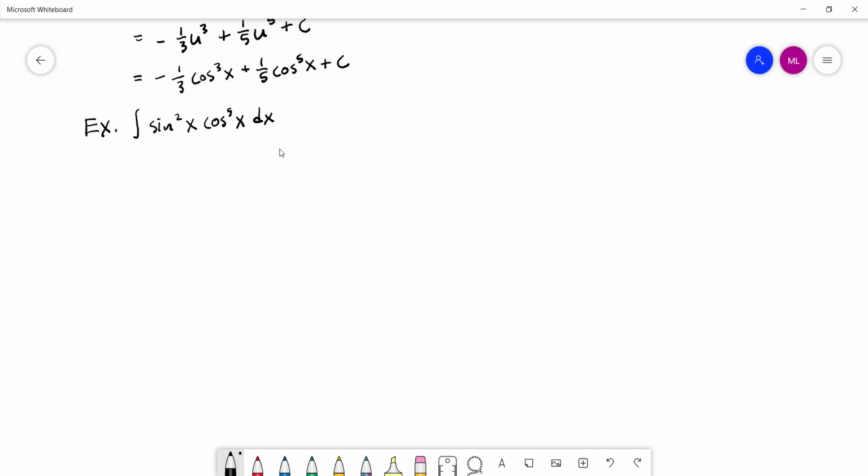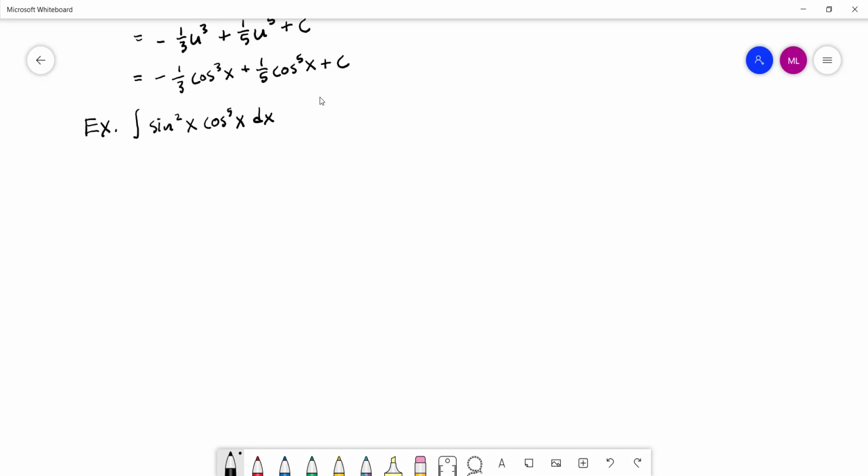Okay. So which one should I pull out? I know that I need to pull out, I see a function, I see its derivative, I see a function, I see its derivative. Which one's going to be the function? Which one's going to be the derivative? If I were to pull out a sine of x, that would mean that whatever's left over needs to be written in terms of cosine. And that would leave me with one sine of x and a cosine to the 5th of x. The cosine to the 5th is great, it's already in terms of cosine.